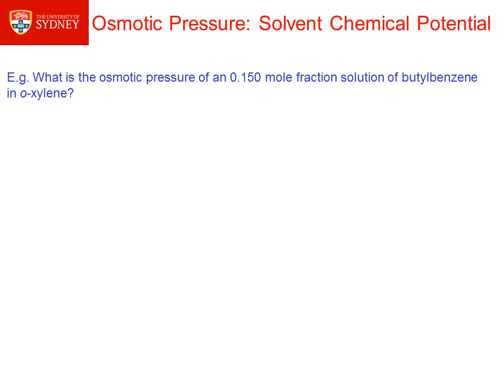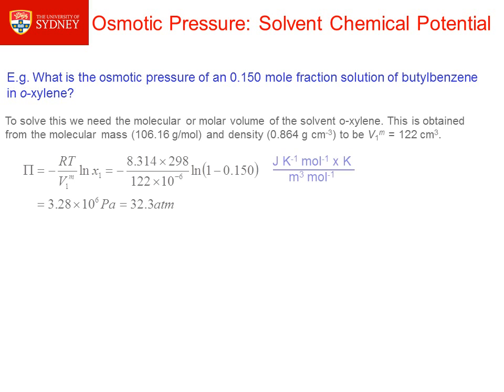Let's do an example. What would be the osmotic pressure of a 0.150 mole fraction solution of butylbenzene in orthoxylane? To solve this, we need the molecular or molar volume of the solvent, orthoxylane. This can be obtained from the molecular mass and the density. And we calculate it to be 122 cubic centimetres per mole.